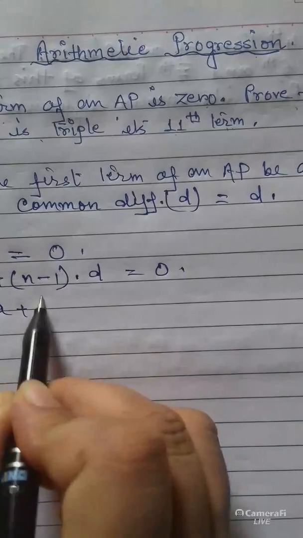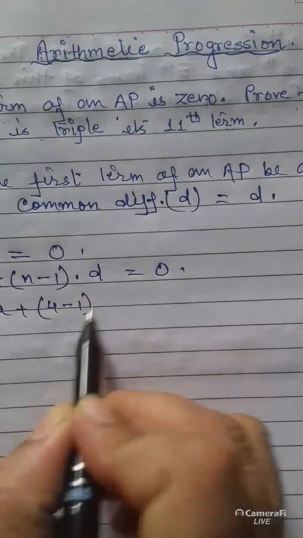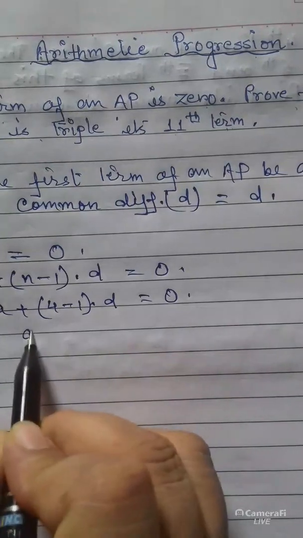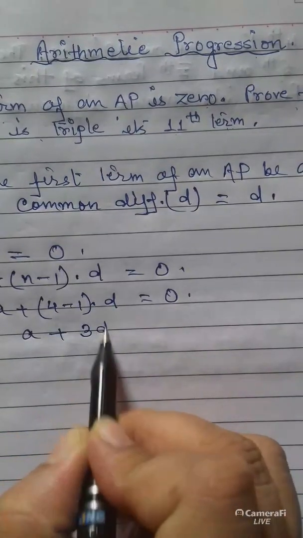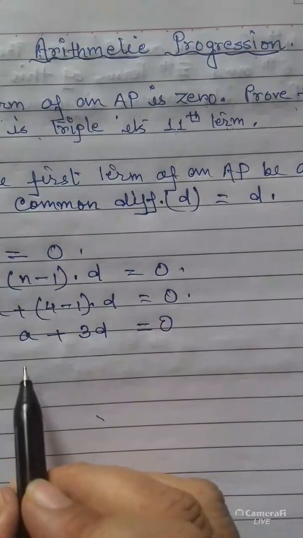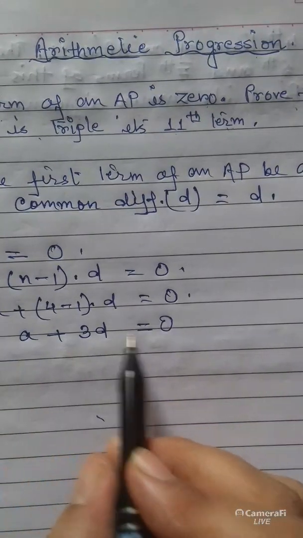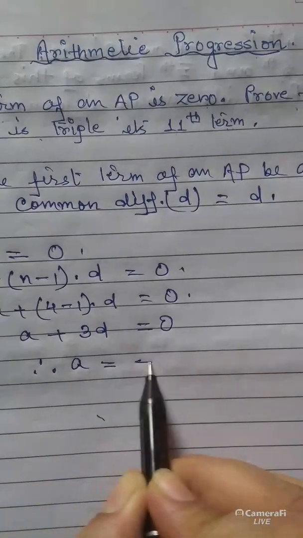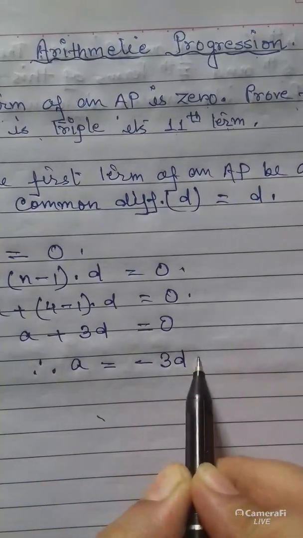Now A plus (4 minus 1) into D equals 0. Now A plus 3D equals 0. Therefore A equals minus 3D.